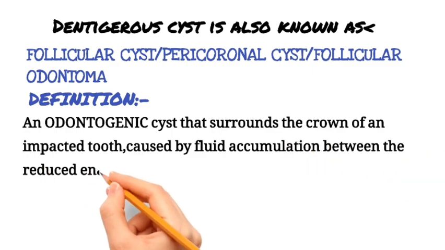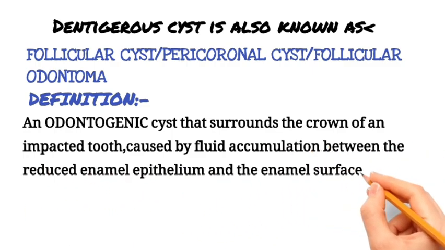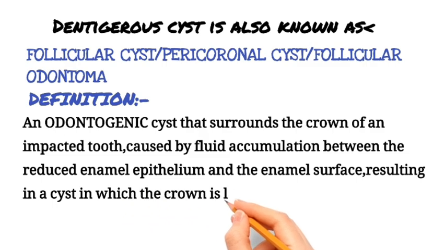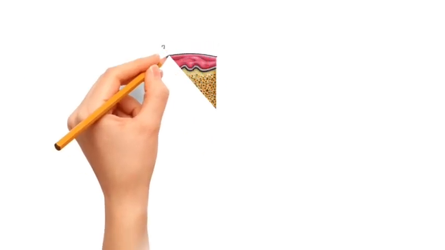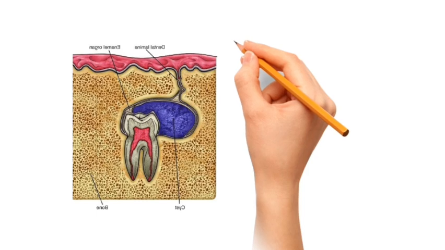Beginning with the definition, it is an odontogenic cyst that surrounds the crown of an impacted tooth, caused by the fluid accumulation between the reduced enamel epithelium and the enamel surface, resulting in a cyst in which the crown is located within the lumen and the roots outside. Now, in the dentigerous cyst, the crown of the impacted tooth is surrounded by the cyst lumen and the roots are present outside. The fluid accumulation occurs between the reduced enamel epithelium and the enamel surface. The dentigerous cyst is derived from the reduced enamel epithelium.